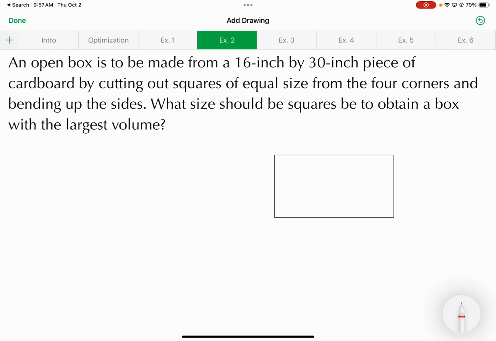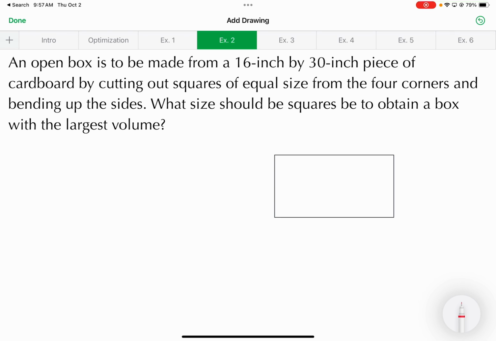An open box is to be made from a 16-inch by 30-inch piece of cardboard by cutting out squares of equal size from the four corners and bending up the sides. What size should the squares be to obtain a box of largest volume?